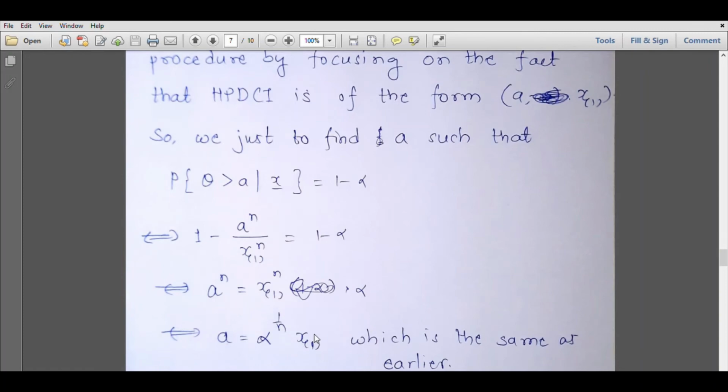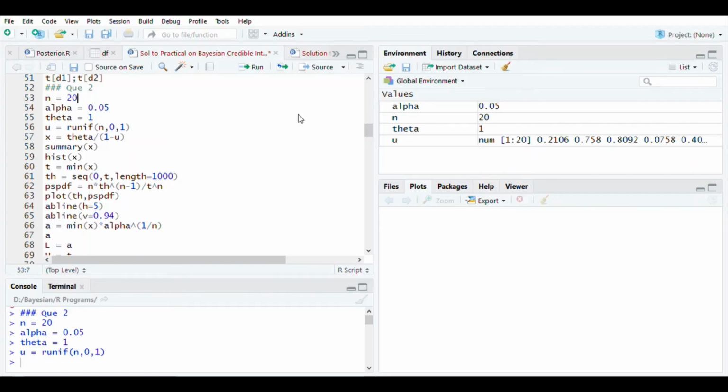So we could have saved our time by focusing on the fact that the posterior distribution is a monotone function of theta. So let us see whether we can easily verify these things in R. So let us try to see how we can compute HPDCI in R for the same question. First we have to generate a random sample of size 20 from the PDF theta by x square, where theta is to be taken as 1.